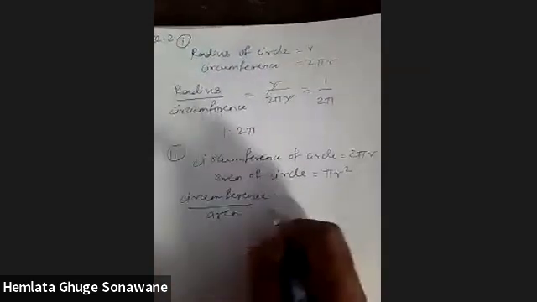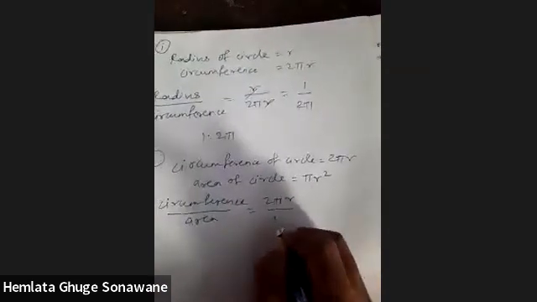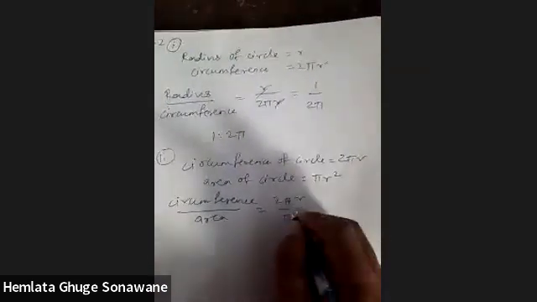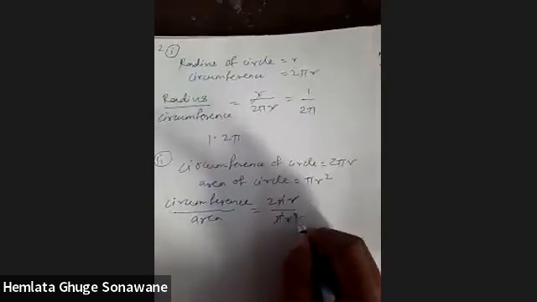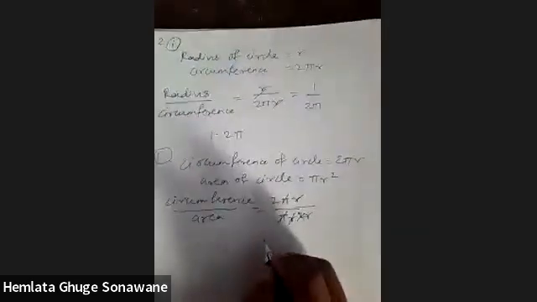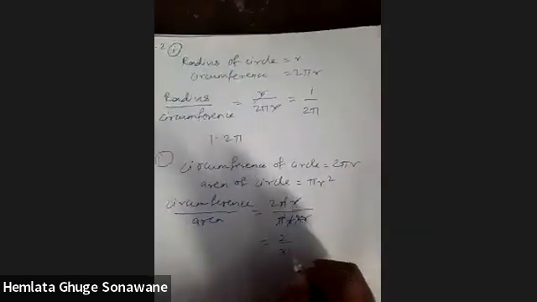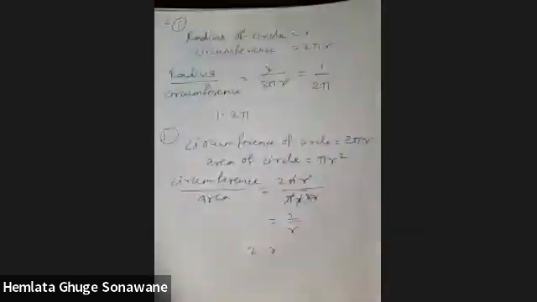Circumference to area, that is 2 pi r upon pi r square. This pi gets cancelled. 1 r from here also gets cancelled. We'll write r into r. So what is remaining? 2 upon r. So the ratio will be 2:r.